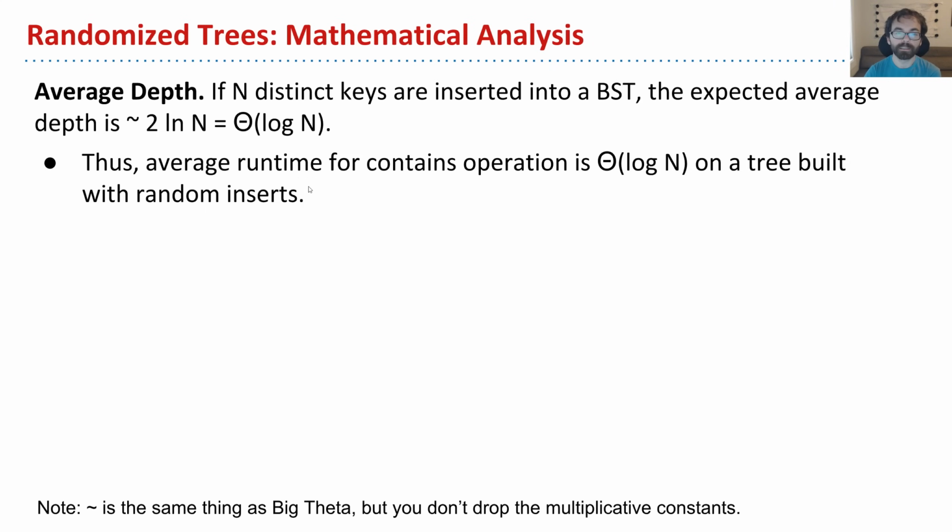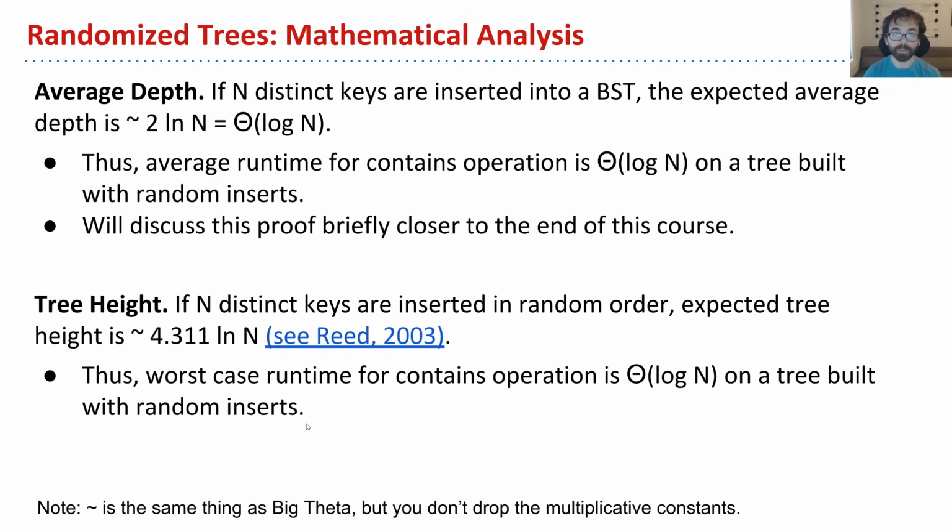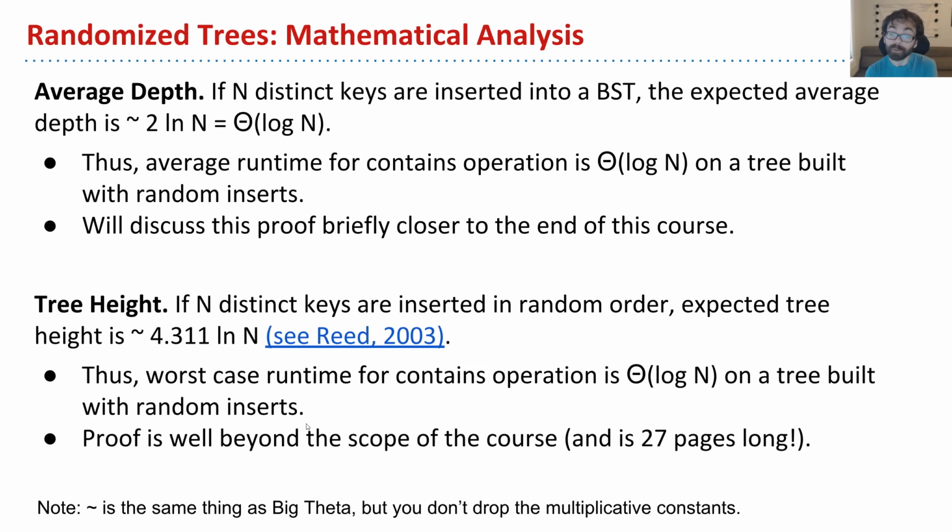Now what about the height? Well, this is actually a much harder proof. This proof is only from 2003, which is kind of amazing because the binary search tree is such a basic mathematical object. And yet this proof came decades after binary search trees were invented. If we insert n distinct things into a binary search tree, the expected height is actually 4.311 natural log n. And we're not going to talk about this proof at all. It's actually a 27-page proof. What this tells us, the bottom line, the important part, is that the worst case runtime for the contains operation will be theta log n if you insert randomly.